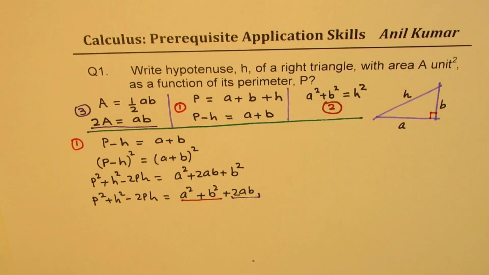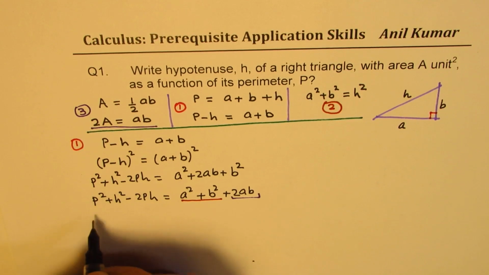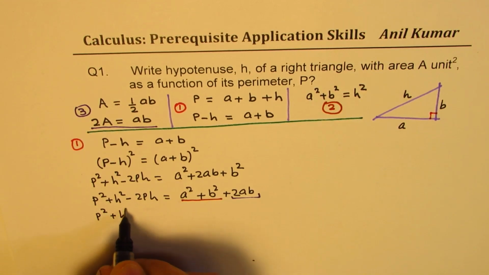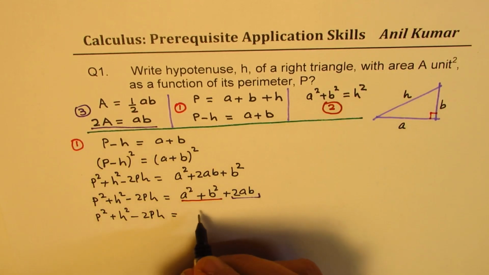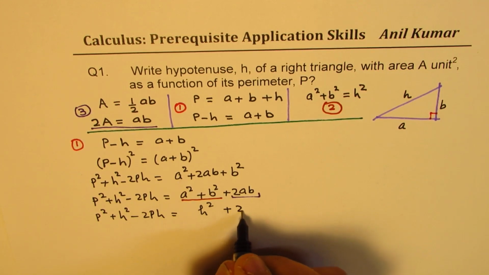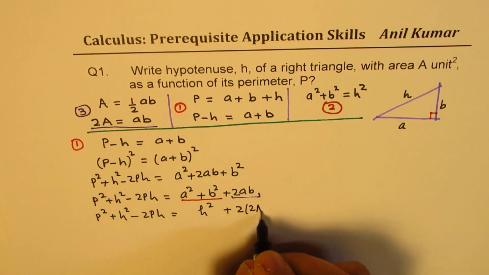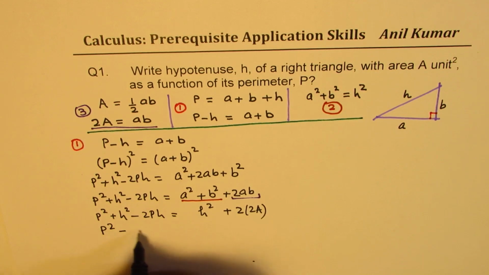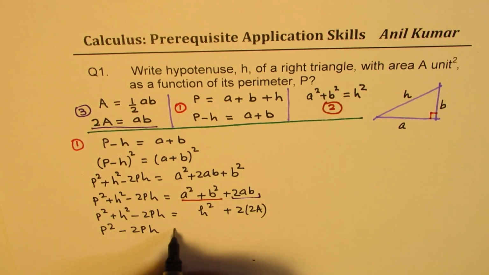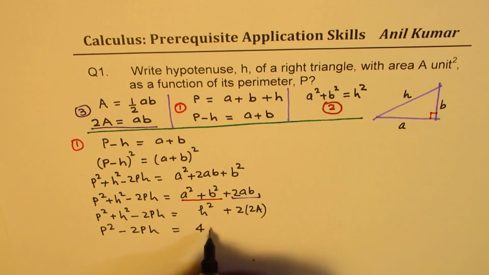So once we do that, we have removed a and b, and so we have related hypotenuse with perimeter and area. You get the idea, right? So what we get here is P square plus h square minus 2Ph equals a square plus b square is h square, right? So h square plus 2 times ab is 2A. Does make sense to you, right? So we get our equation. Now bringing these terms together, rather we could cancel h square and h square. So we have here P square minus 2Ph equals 4A, correct?